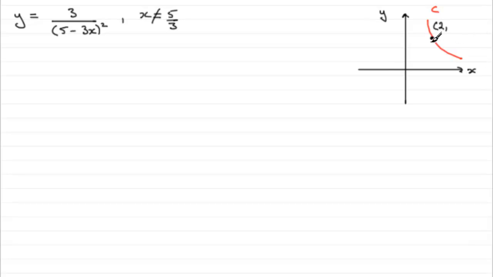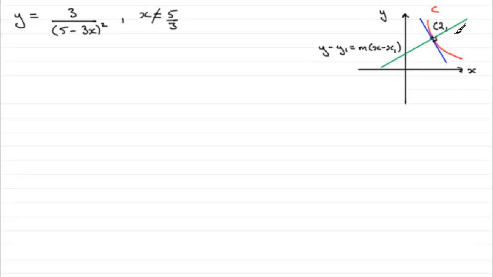Well, a normal is always perpendicular to any tangent. So if that blue line is the tangent at this point, then the normal will be a line looking something like this, perpendicular to it, at right angles. And any straight line has the form y minus y1 equals m bracket x minus x1. I often find it's better to use this than y equals mx plus c.